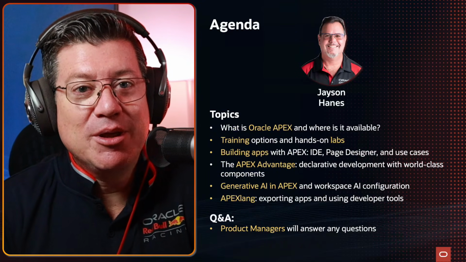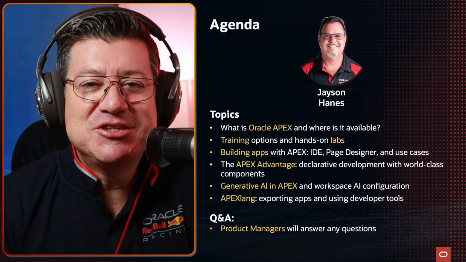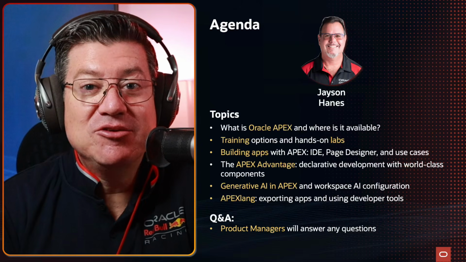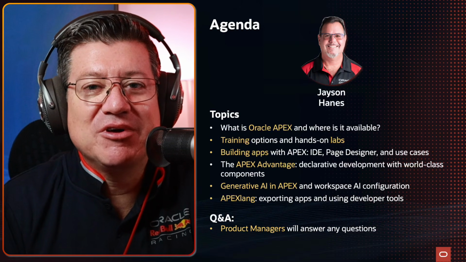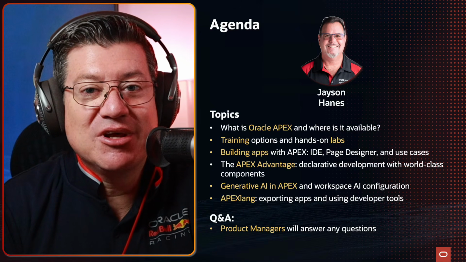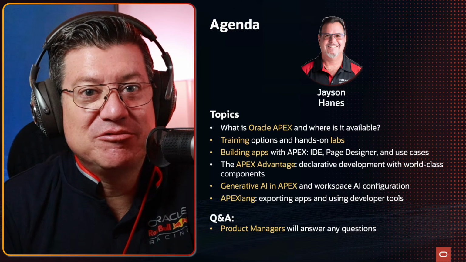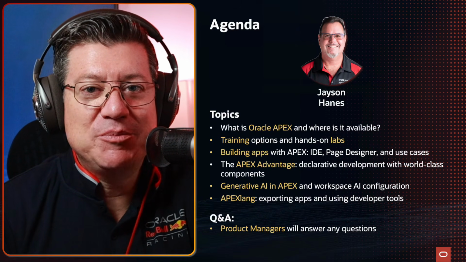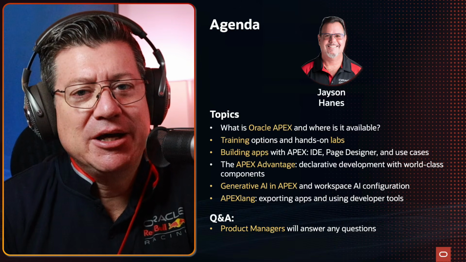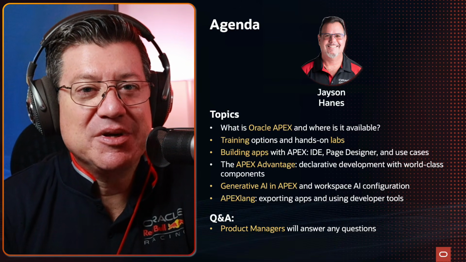And today we have an amazing session. We're going to be talking all about Apex and the new Apex 26.1. Jason Haynes is joining us today, and he's going to tell you where Oracle Apex is, or what it is, where it's available, the training options, hands-on labs. We're going to be talking about building apps with Apex, with the different options that you have. And then what is the advantage of Apex for building apps. And then he's going to be talking about generative AI in Apex, as well as APEXlang.